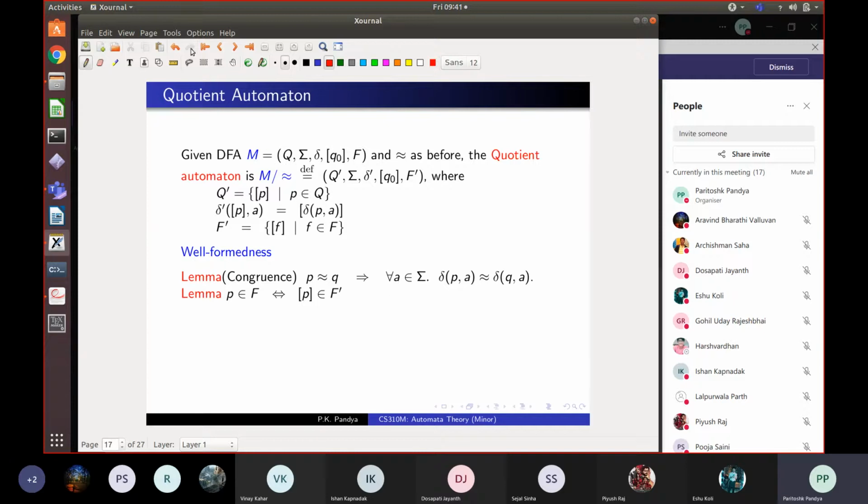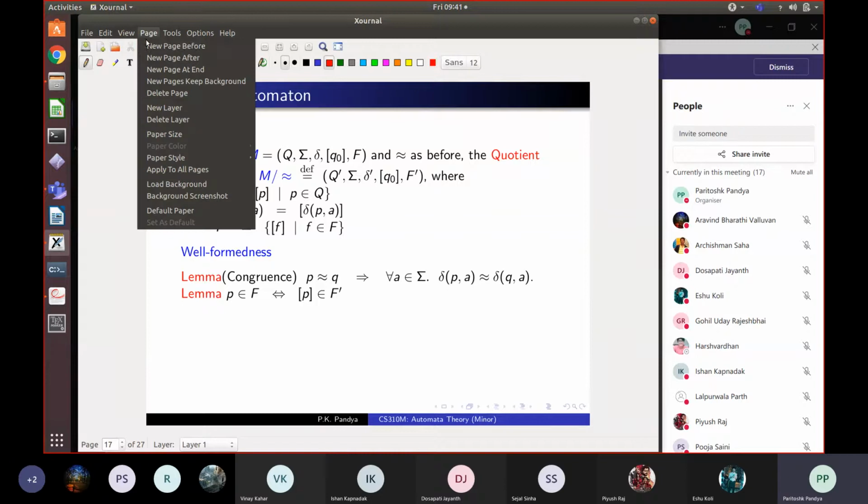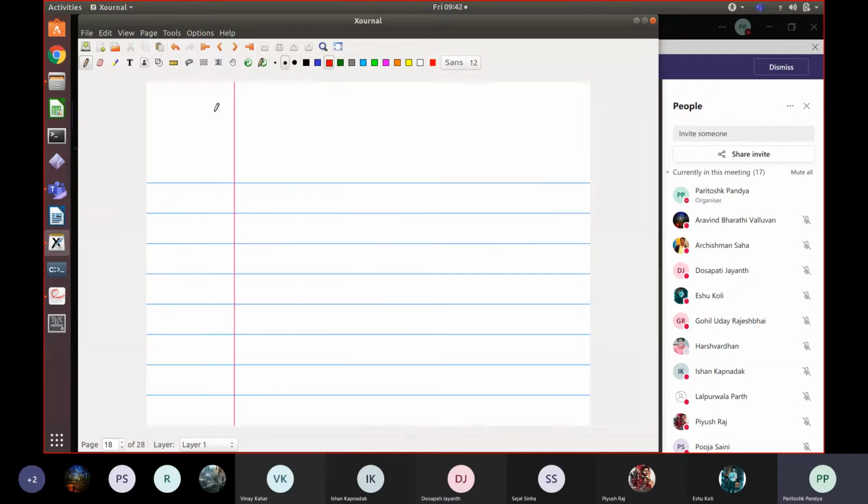And what I'm going to do is I'm going to do proofs of this. So new page. What we have to prove is P is equivalent to Q implies delta(P, A) is equivalent to delta(Q, A) for all A belonging to sigma, right?